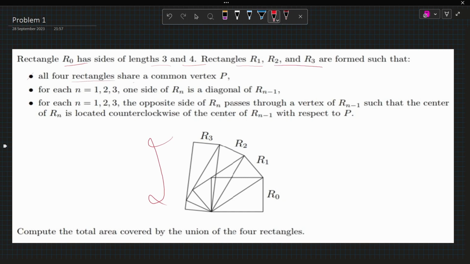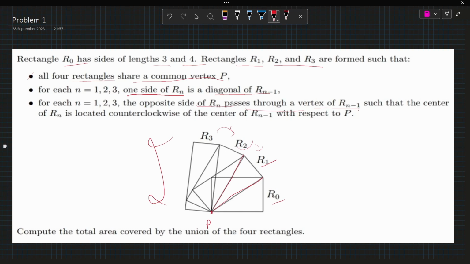The properties of this structure are given as follows. Rectangles share a common vertex at P, name this point as P, and one side of Rn is a diagonal of Rn minus 1. This means that, for example, let's take R1, its one side is a diagonal of R0, and for R2 its one side is a diagonal of R1. Same for R3 to R2.